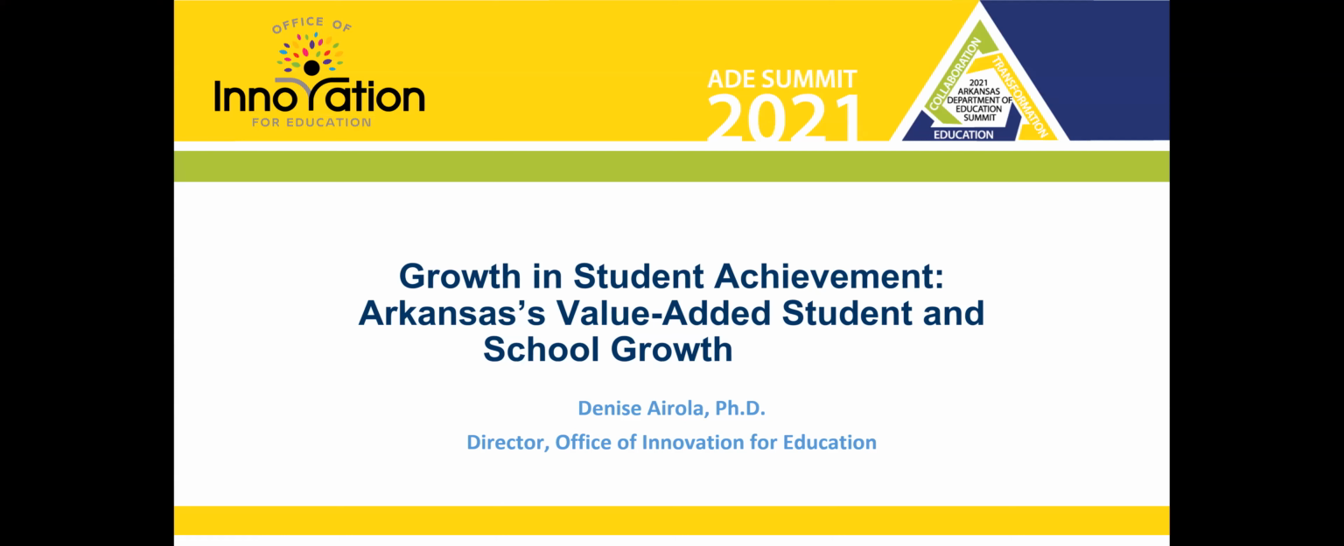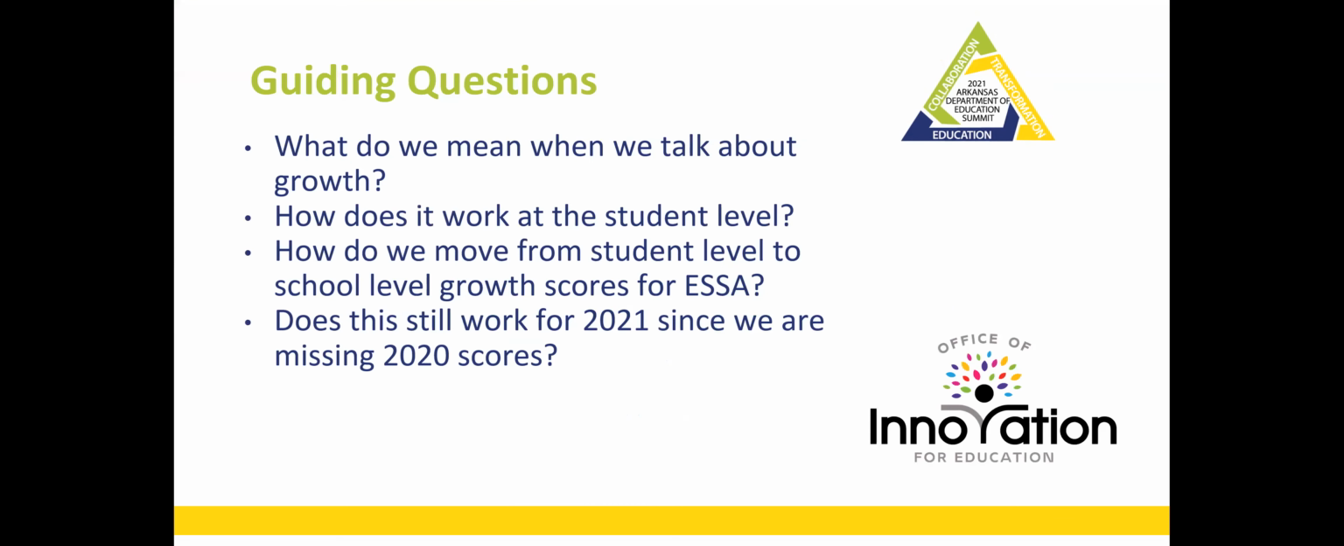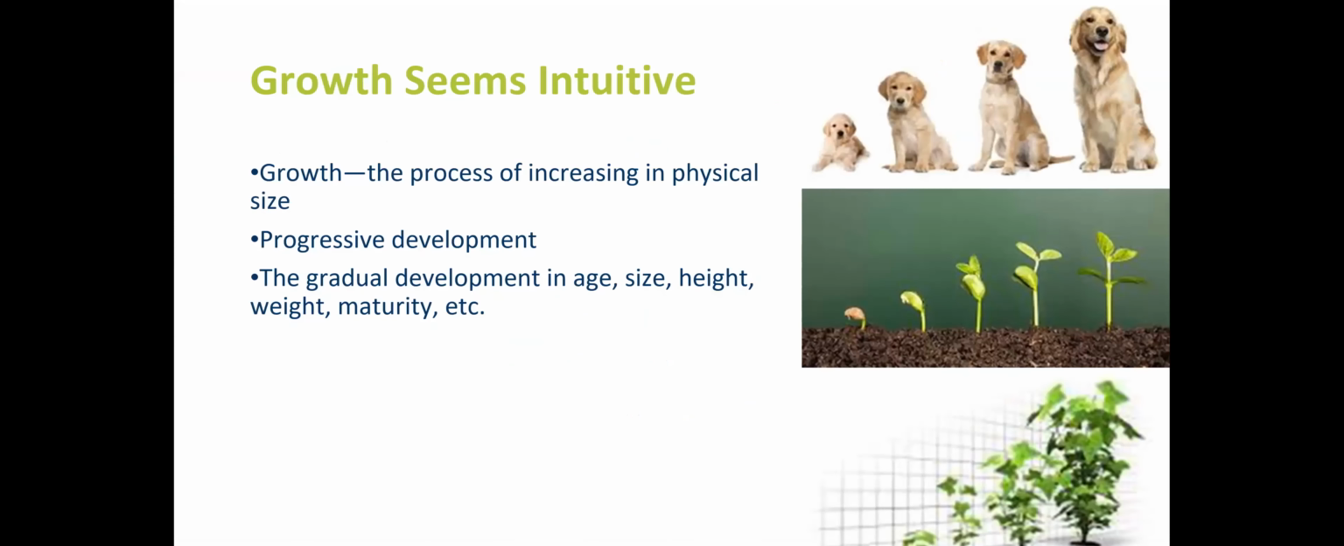And I am thrilled to talk about the growth model that we have here in Arkansas because it is unique, not used in many states, and has several advantages. So let's go ahead and get started. The guiding questions we'll use today are, what do we mean when we talk about growth? How does it work at the student level? How do we move from student level to school level growth scores for ESSA? And does this model still work in 2021 since we are missing 2020 scores? All important questions, so let's get started.